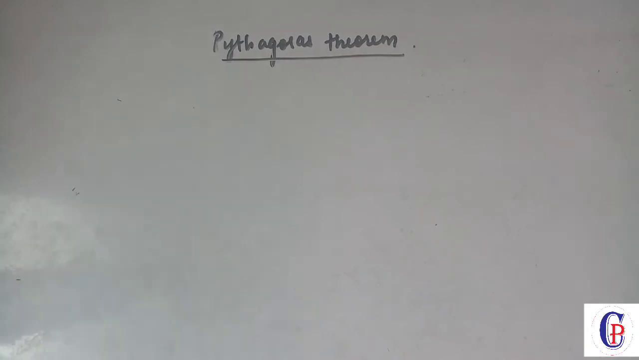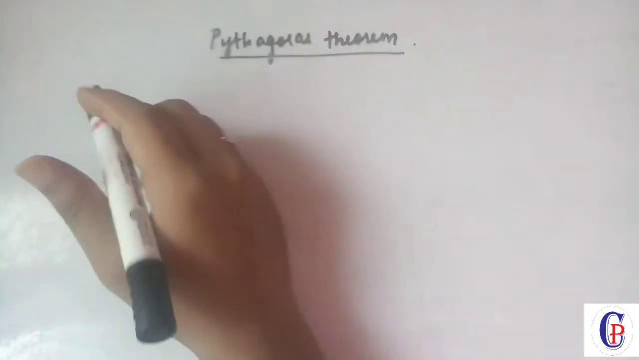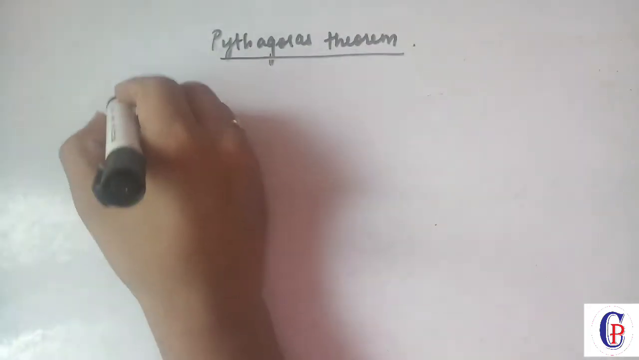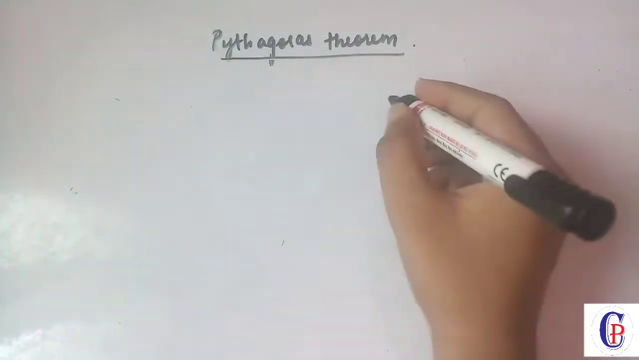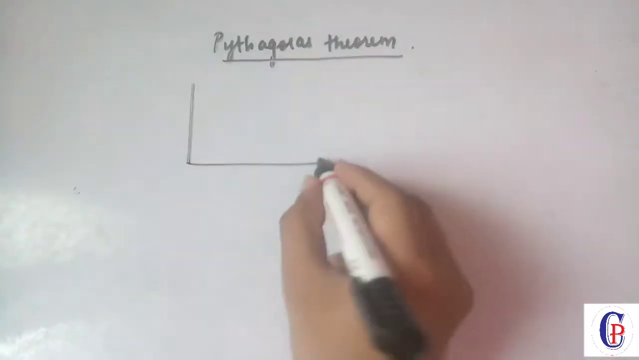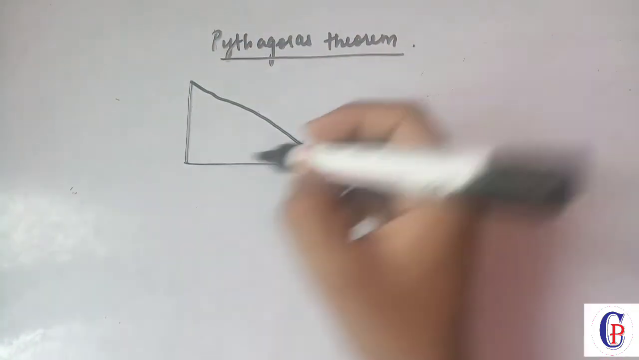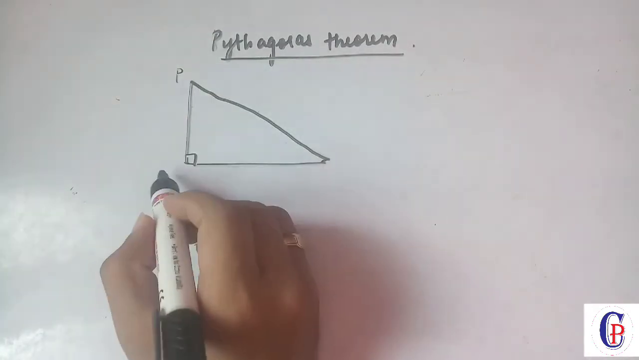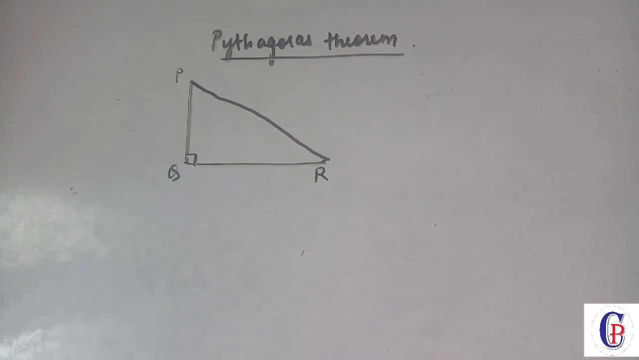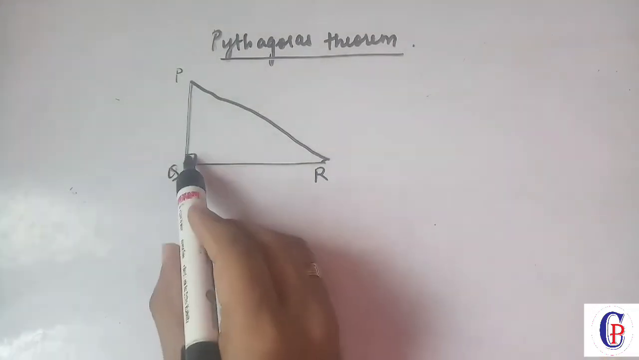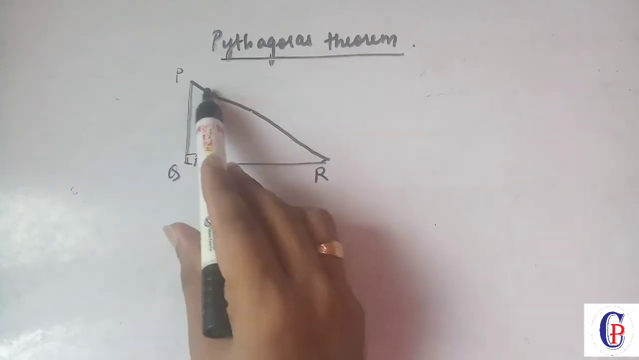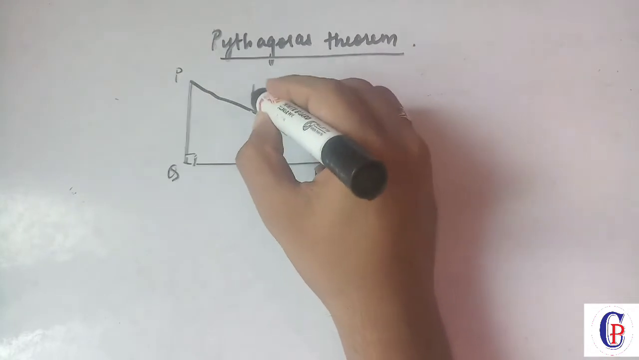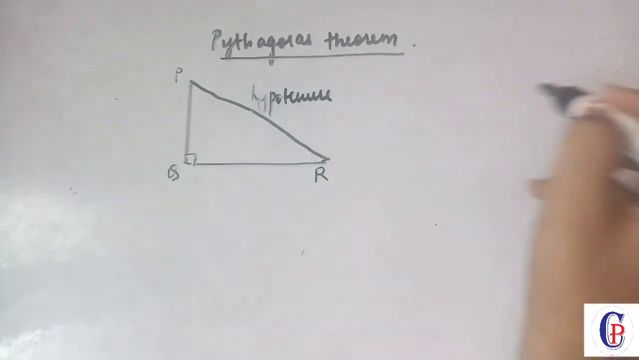So the first theorem is Pythagoras theorem, which we have already studied in the lower standards as well. Suppose this is a right angle triangle PQR, and of course this is 90 degrees. Now we know that the side opposite to 90 degrees is called the hypotenuse.